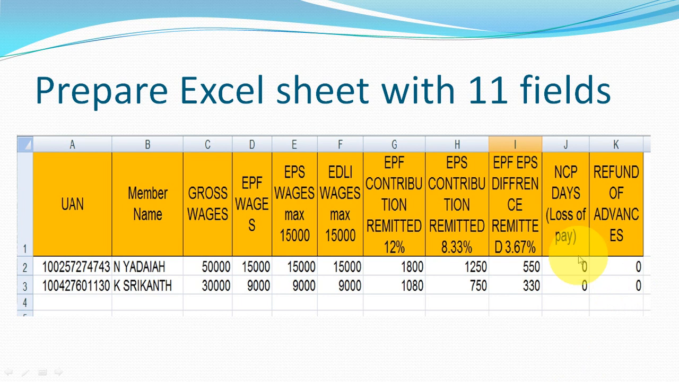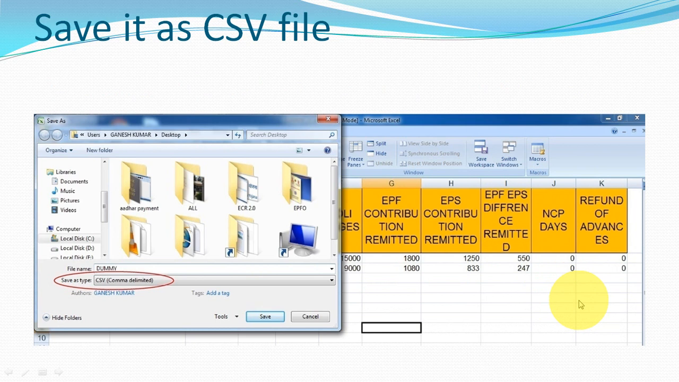And kindly compulsorily feed the NCP days, whatever the number of days where there is a loss of pay to the employees, to calculate the pension contribution correctly. If there is no loss of pay, then kindly feed 0. Kindly don't keep it blank.